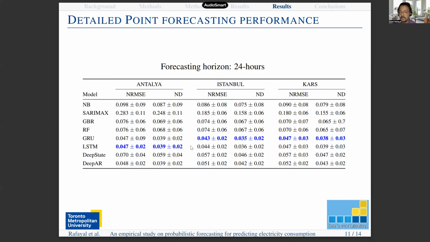The detailed performance values for point forecasting over 3 target cities are provided in this table for the 24-hour prediction horizon. We observe that GRU outperforms all other models. LSTM performance is almost close to GRU. The error boundaries of GRU and LSTM are marginal and constant. We also find that DeepAR and DeepState perform slightly worse than GRU and LSTM, but perform substantially better than all other models.